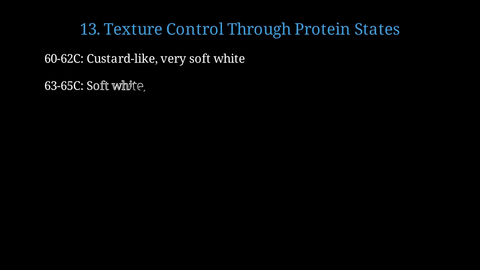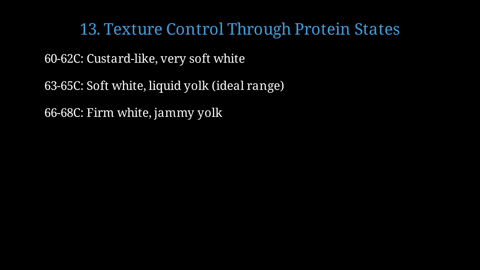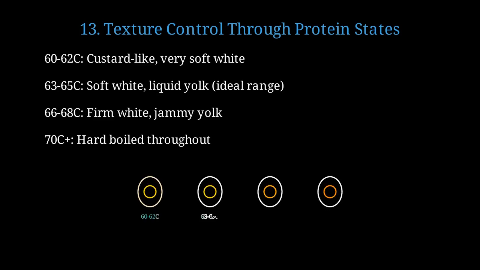Precise temperature control creates distinct protein states and textures. At 60 to 62 degrees, proteins form a custard-like gel with very soft white texture. At 63 to 65 degrees, we get soft but set white with liquid yolk, the ideal range for most applications. At 66 to 68 degrees, the white becomes firm and the yolk takes on a jammy, partially set texture. Above 70 degrees, both white and yolk become fully hard-boiled. Each temperature range produces distinct textures, from custard-like to hard-boiled, allowing precise control over egg doneness.